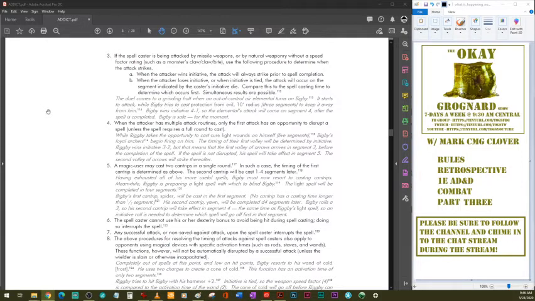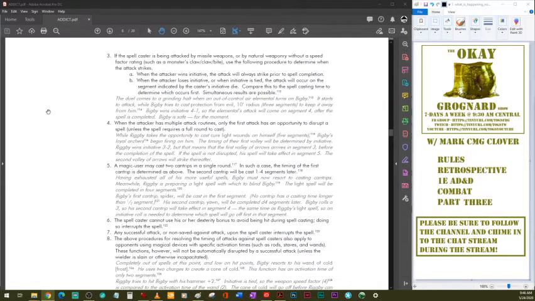If the spellcaster is being attacked by missile weapons or by natural weaponry without a speed factor rating, such as a monster's claw or bite, use the following procedure to determine when the attacker strikes. Lowercase a. When the attacker wins initiative, the attack will always strike prior to spell completion. Lowercase b. When the attacker loses initiative, or when initiative is tied, the attack will occur on the segment indicated by the caster's initiative die.